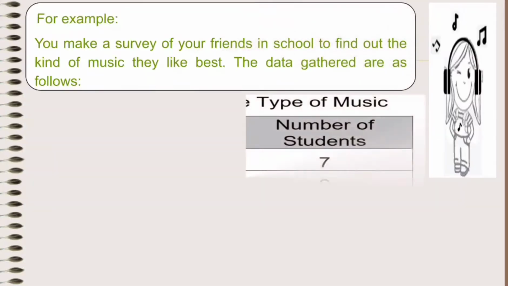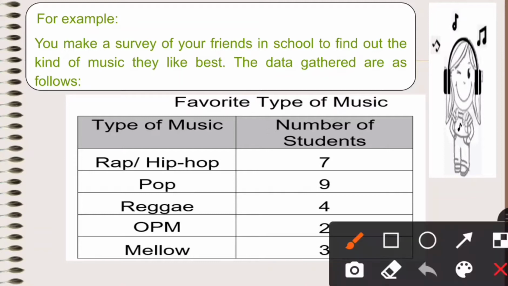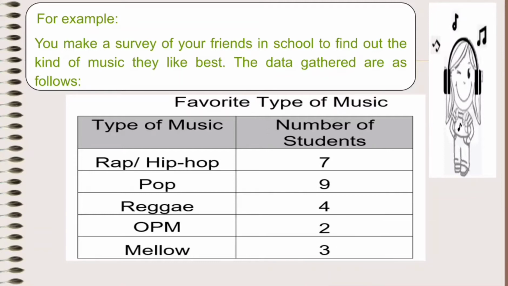Let us continue. So let's have this example. You make a survey of your friends in school to find out the kind of music they like best. The data gathered are as follows: hip hop or rap 7, pop 9, reggae 4, OPM 2, then mellow music 3. Let's make a circle graph or pie graph based on this data.